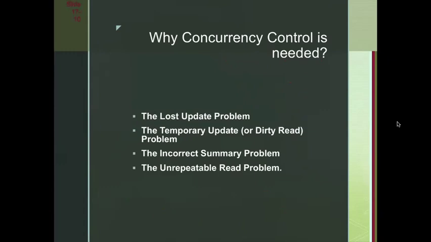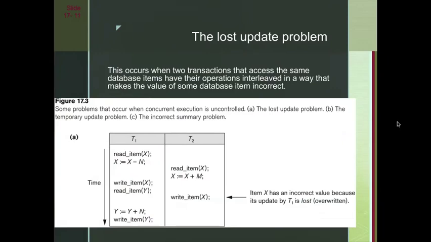Now, when users concurrently use a multi-user system which allows concurrent processing, what is the problem? What is the issue? There are a number of issues and we'll look at them one by one. The first problem is called the lost update problem. Let's look at this here. What is the lost update problem?